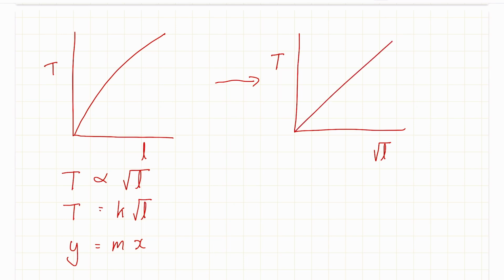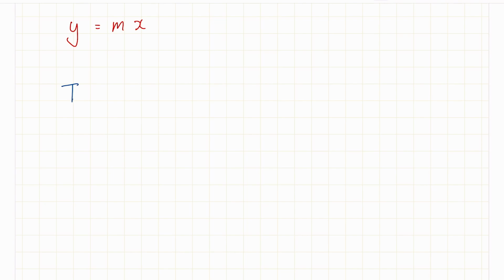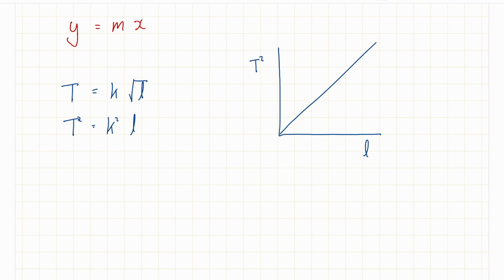I don't really like taking the square root of things. Another way of doing that is to square both sides. If the time period is equal to k times the square root of L, if we square all that, T squared equals k squared L. And if we plotted a graph of T squared against L, we should get a straight line through the origin, and the gradient of that line should equal k squared, whatever k is. We don't know what k is just yet.